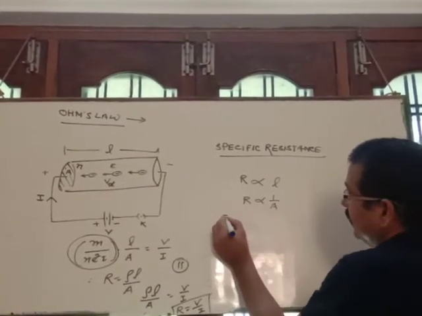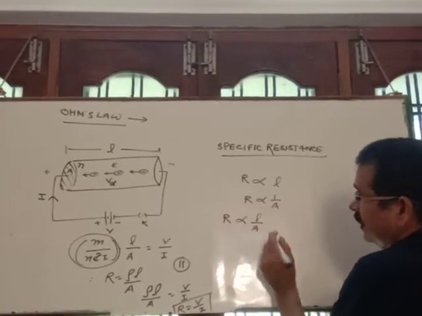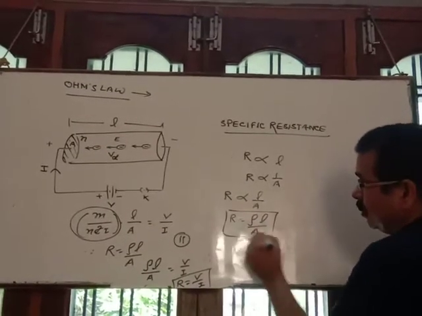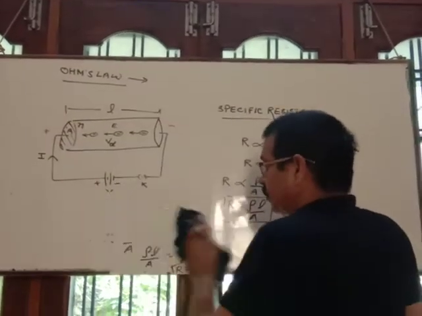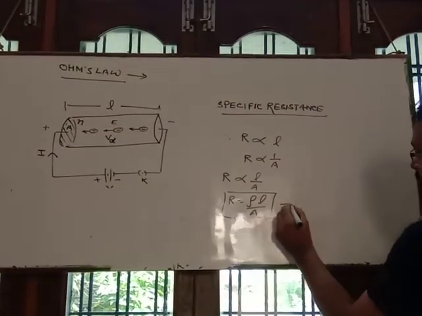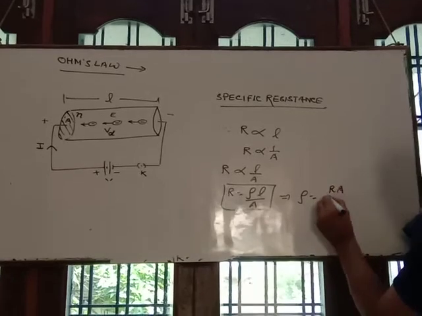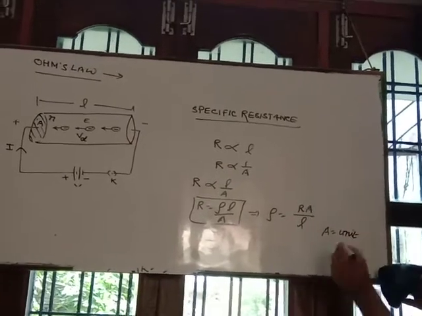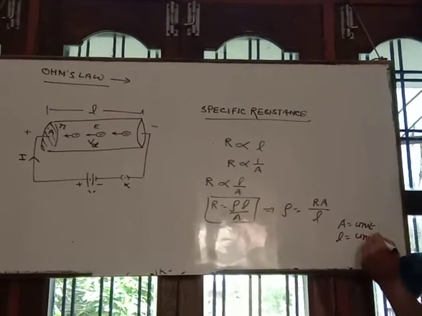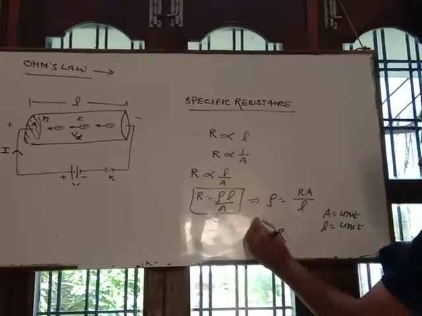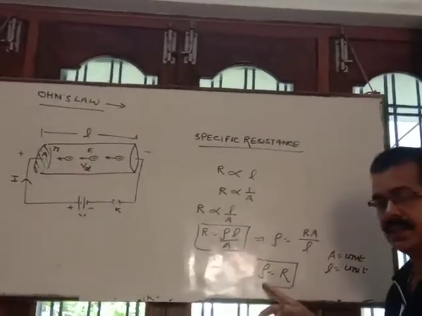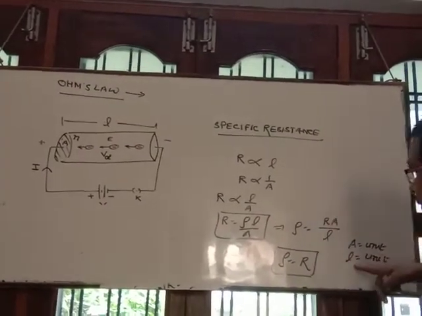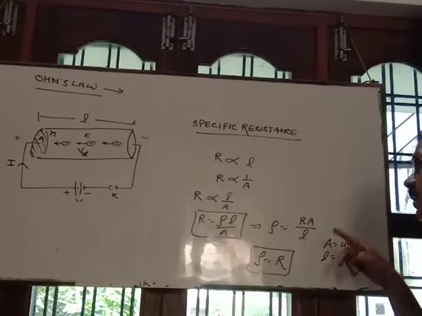If we combine them, we get R proportional to L upon A. Now take the proportionality constant, so R is equal to rho L by A. Okay. So what is rho here? Therefore, rho is equal to RA by L. Suppose here, if A is unit, meaning the area of cross section of the conductor is unit, and the length of the conductor is also unit, then rho is equal to R. It means specific resistance is numerically equal to the resistance of that conductor whose length and area of cross section are both unit.